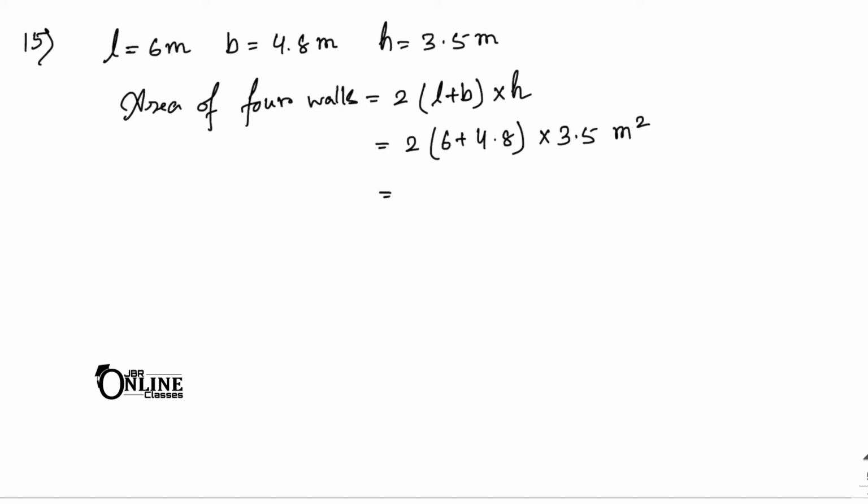Okay, so that equals 2 into 10.8 into 3.5, and that equals 75.6 meter square as your final answer. Now next one, sum number 16.